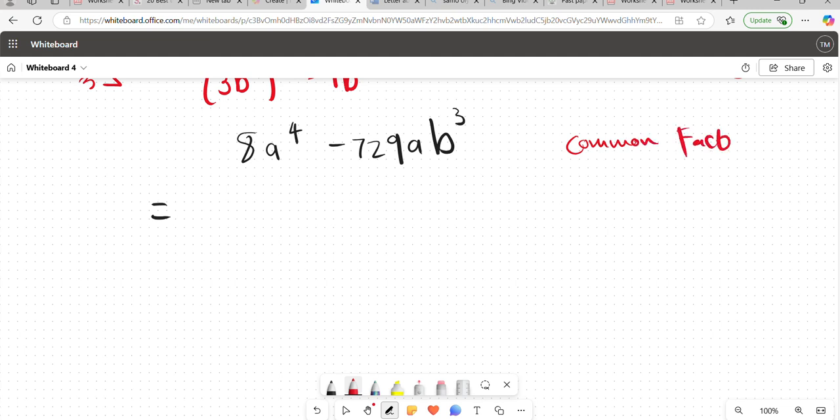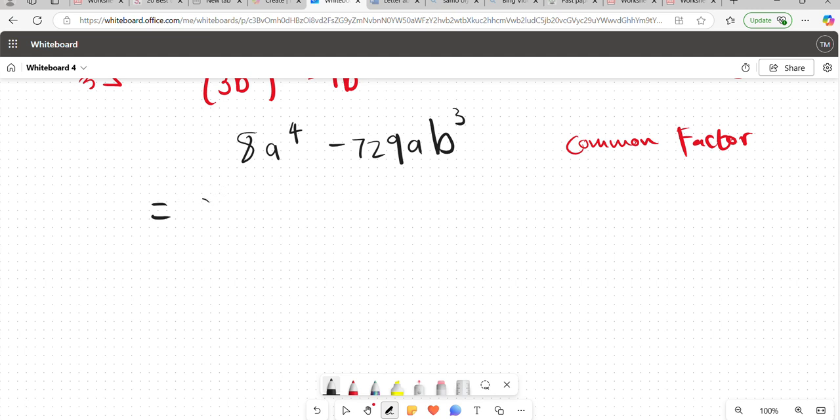Common factor is one of those factorizations that pops up everywhere. It pops up in difference of two squares, in sum and difference of cubes, and in factorization. It pops up almost everywhere, so it's something that you need to be really good at. So how are we going to take out our common factor?